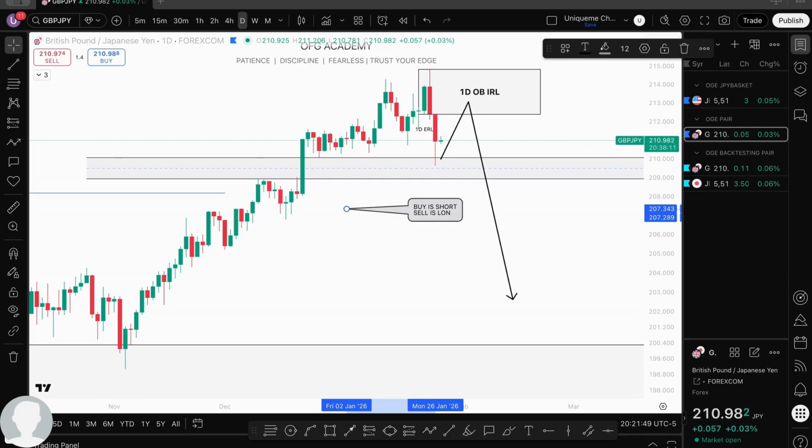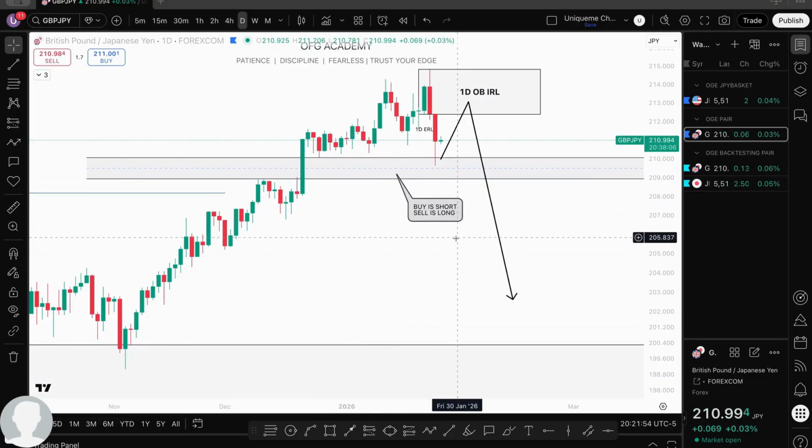So now what I can conclude is that the buys are short, sells are long. That's my conclusion. Buys are short, sells are long.